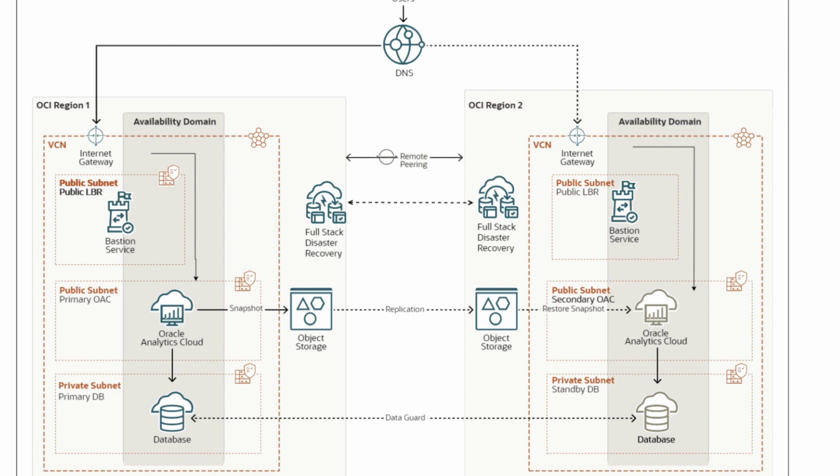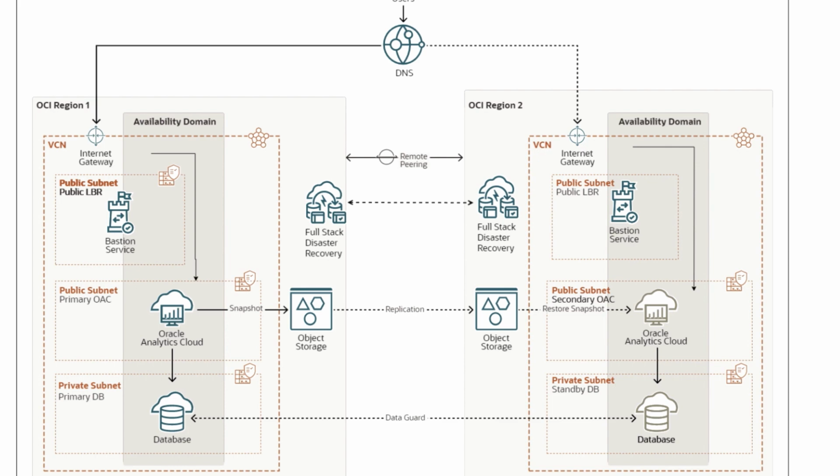We have created two public subnets and one private subnet in each region: one for the OAC public service, one for the Bastion host service, and one for the Autonomous Data Warehouse service. To have secure networking, you can create the subnets as private. Each of the subnets is equipped with route tables and security lists.